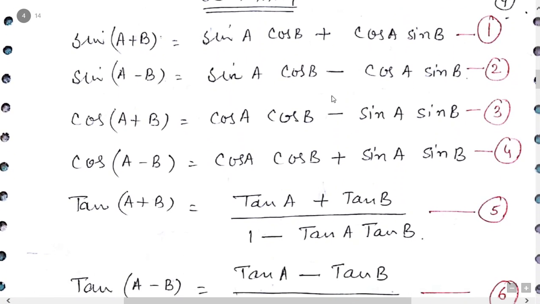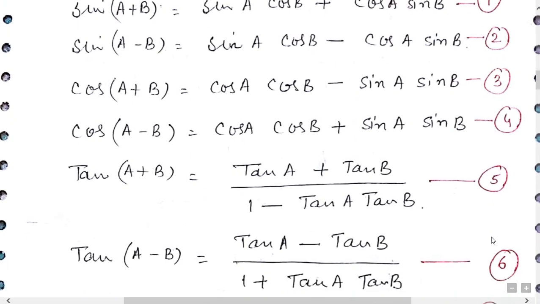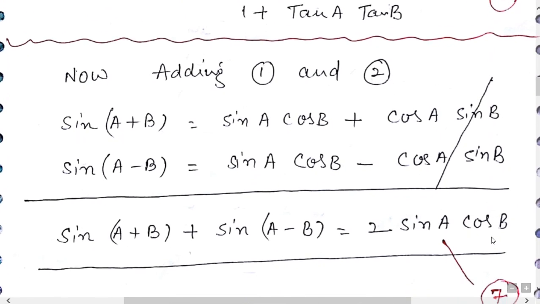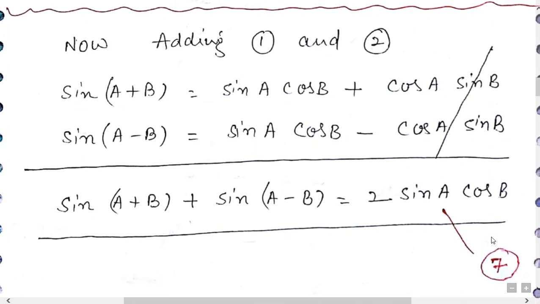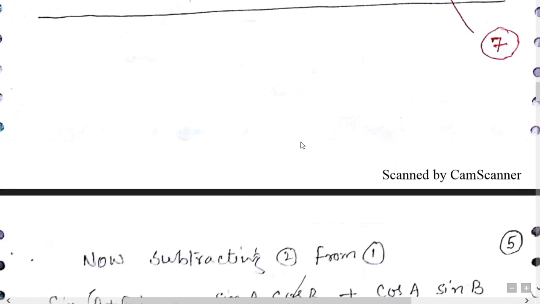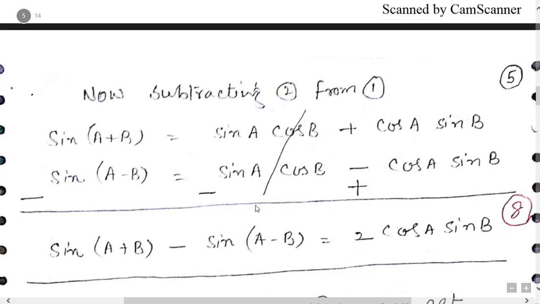Now, these are the summarized formulas. I have written all the formulas by numbering them: first, second, third, fourth, fifth and sixth. Now for the next formula, adding first and second formula, you will get sin(A+B) plus sin(A-B) is equal to twice sin A cos B. If I subtract, then I can cancel sin A cos B and I can obtain 2 cos A sin B.